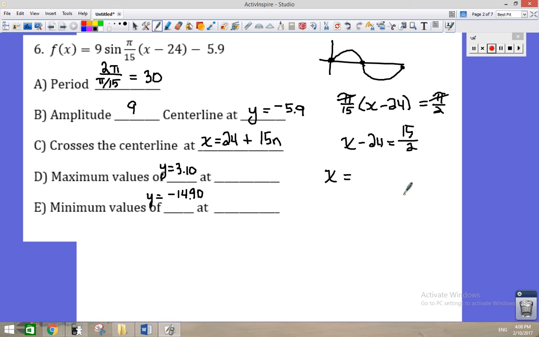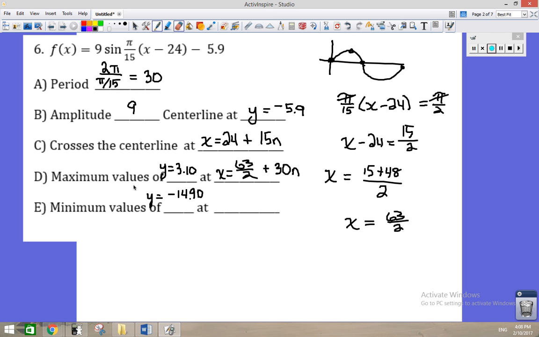Get a denominator of 2, and I've got 15 plus 48. 15 plus 48, and that's 63 over 2. So if I input 63 over 2, then I claim that that's going to be a 1. I'm going to be at a max, and I know that the next max is a whole cycle away, and if the cycle is 30, then if you add or subtract multiples of 30, you'll be at the next maximum.